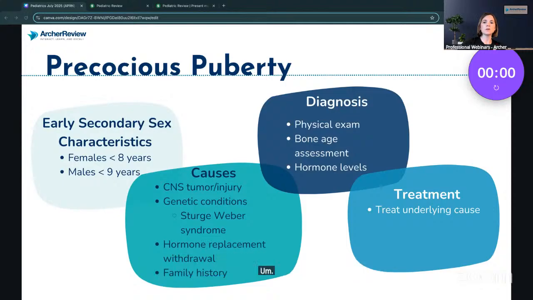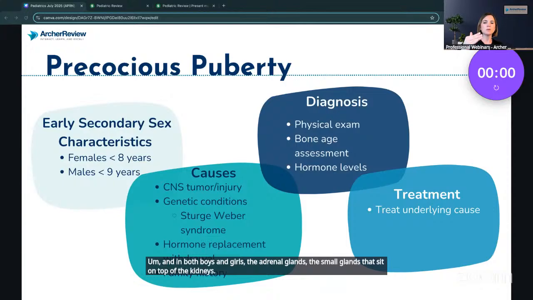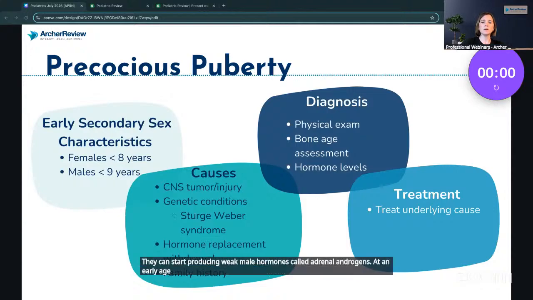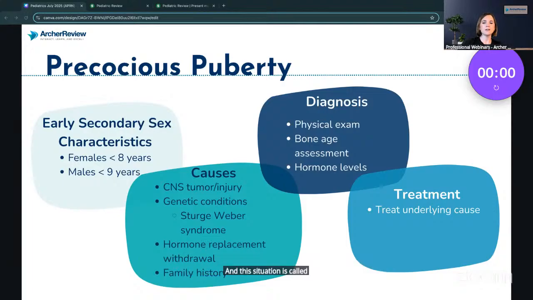And in both boys and girls, the adrenal glands, the small glands that sit on top of the kidneys, can start producing weak male hormones called adrenal androgens at an early age, and that causes pubic and sometimes axillary hair and sometimes body odor. And this situation is called premature adrenarche.